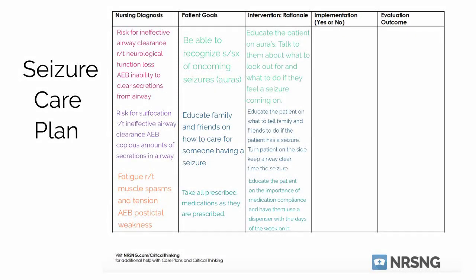As far as implementation, these are all pretty important and you are going to implement them, so I put yes for all of them. In order to evaluate the outcomes for the first patient goal, I put have the patient tell you their signs and symptoms of an impending seizure and what it looks like and what to look for, such as smells, sounds, tastes, vision, etc. This is the teach back method, and it is by far the number one method that I use in my current nursing practice.